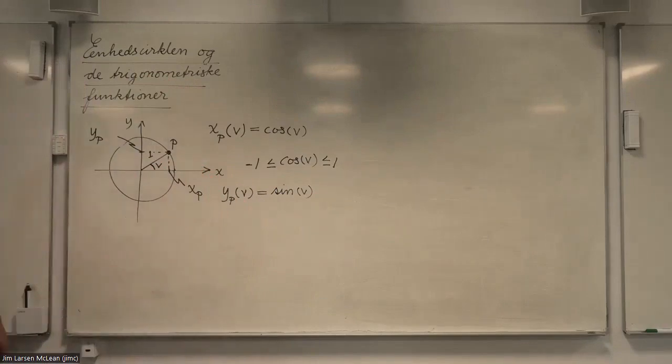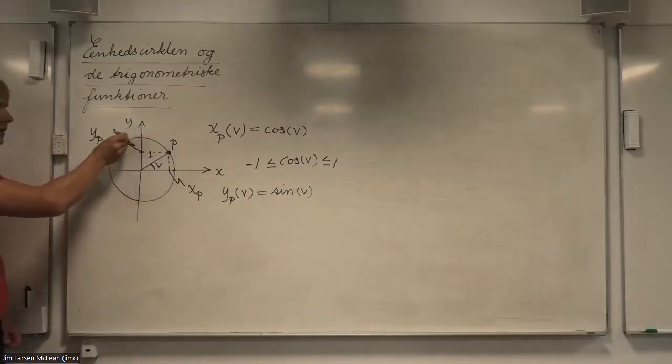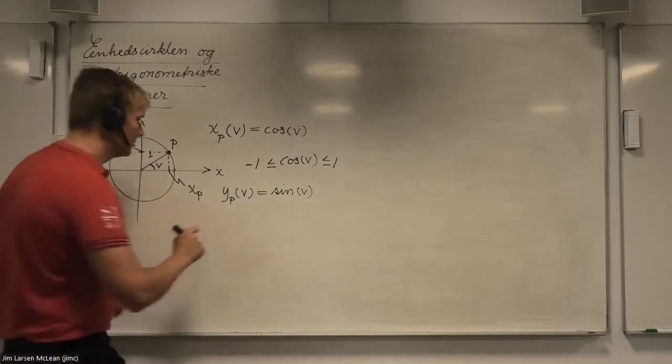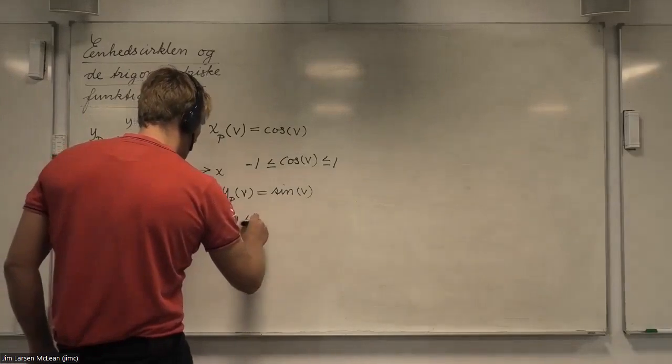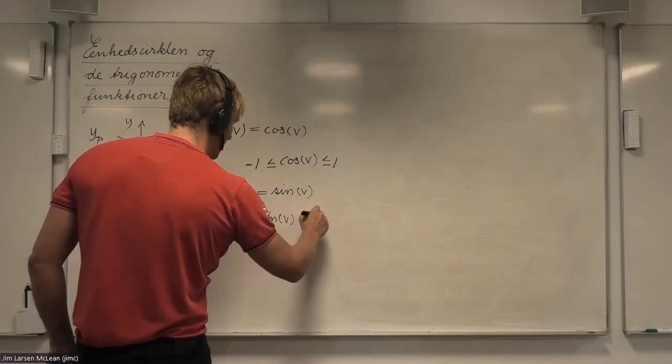And just like with cosine, you can probably see from my drawing that the largest y-coordinate it can give is +1, and the smallest it can give is -1. So just like with cosine, sine is related to the angle and gives values between plus and minus 1.